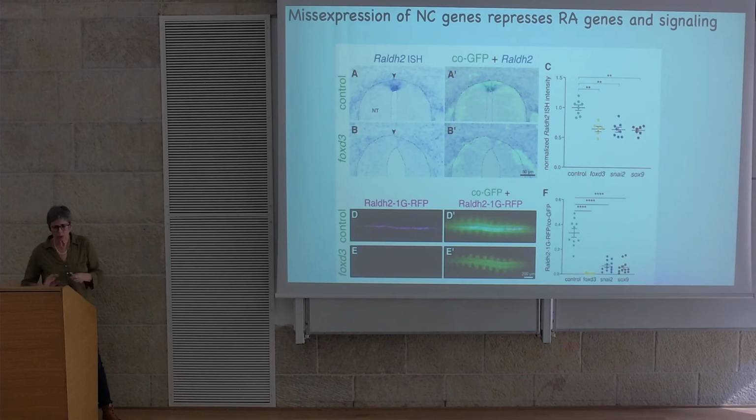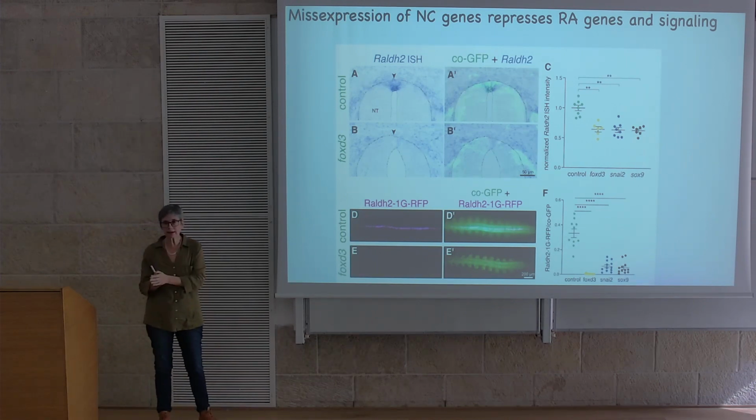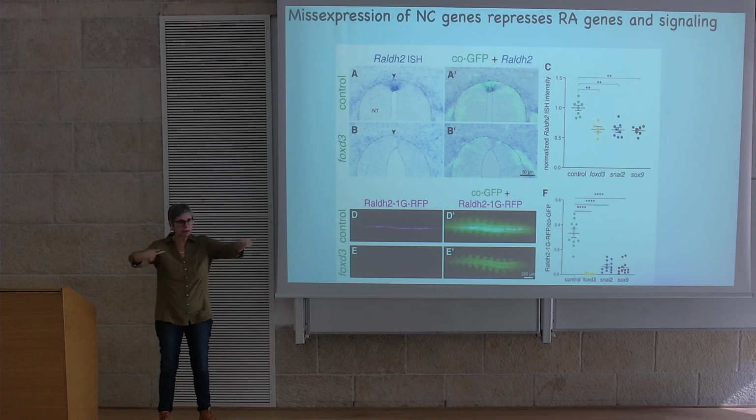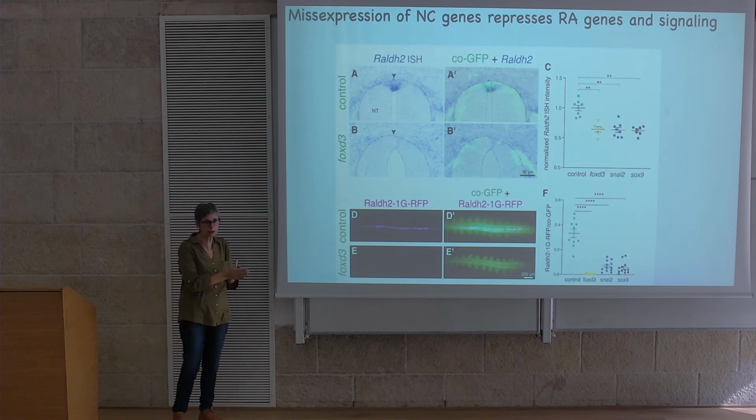Now, I would like to make a little parenthesis and say the following. If roof plate traits inhibit neural crest traits, put yourself on a scale of time, okay? Is it possible that neural crest traits affect roof plate traits?